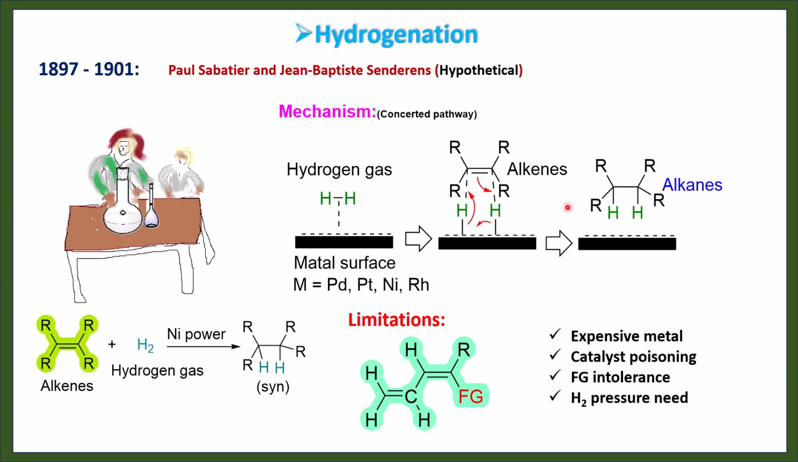So hydrogenation happens on the metal surface, and the alkene generates the alkane. Now, the limitations of these reactions are that these metals are very expensive, and sometimes if the catalyst gets poisoned, then the yield of the reaction gets lower. Functional group tolerance is also an issue because sometimes the hydride affects the functional group attached to the alkene, and sometimes this hydrogenation reaction requires hydrogen pressure. These are the limitations.